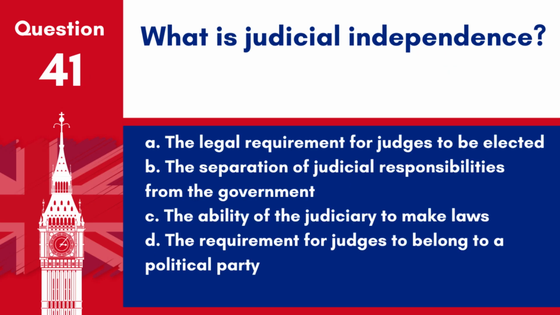Question 41. What is judicial independence? A. The legal requirement for judges to be elected, B. The separation of judicial responsibilities from the government, C. The ability of the judiciary to make laws, D. The requirement for judges to belong to a political party. Answer: B. The separation of judicial responsibilities from the government. Judicial independence is the principle that the judiciary should be independent from the other branches of government, ensuring impartiality and fairness in the legal process.